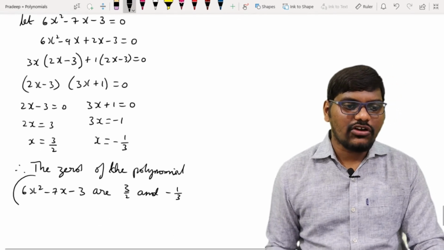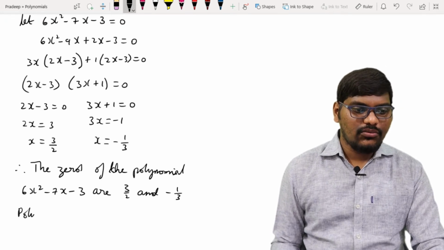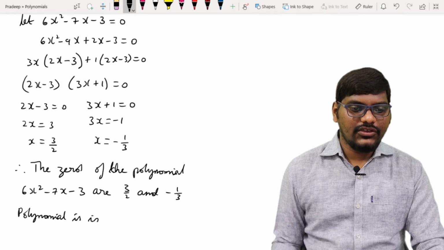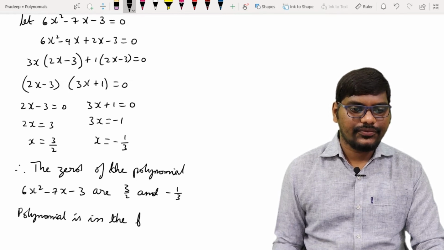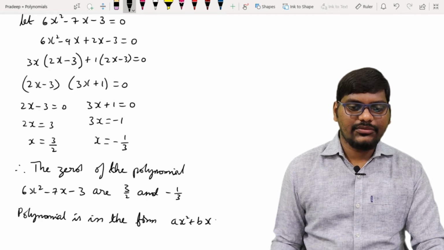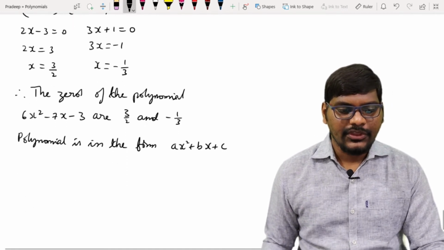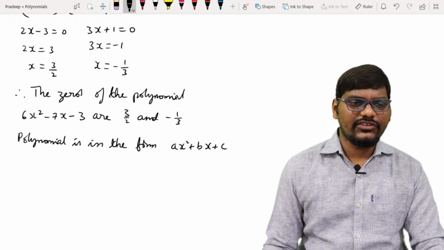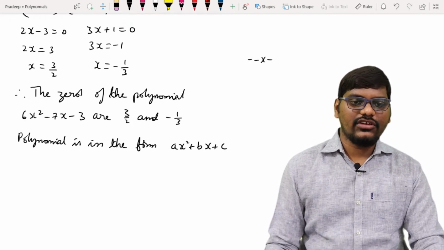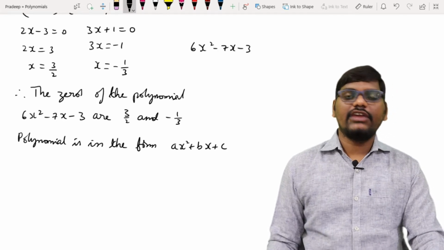As this is also a quadratic equation, what is a polynomial? The polynomial is in the form ax square plus bx plus c. So that is the quadratic equation, that was the form. So quadratic in the sense, what is the equation? 6x square minus 7x minus 3 is the equation given.